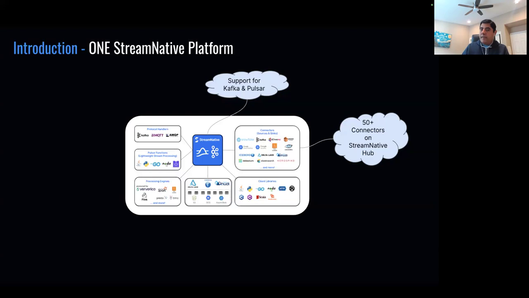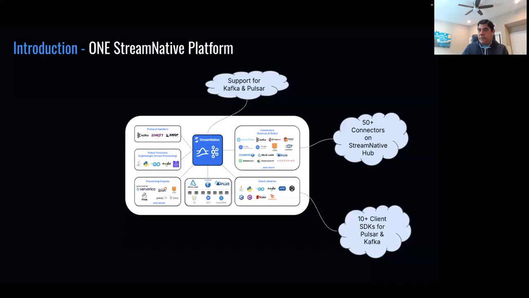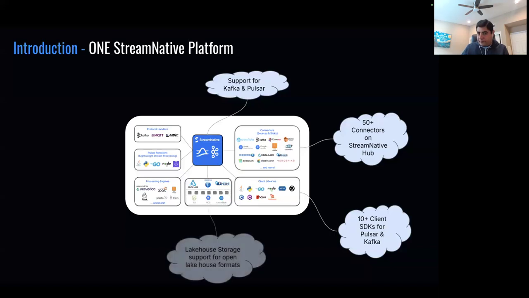Essentially, this would be a bigger portfolio of connectors now available for our customers to use to build connectivity with their systems. We also have various SDKs for both Pulsar and Kafka, which can be leveraged to write custom code, like for your producers and consumers, which can interact with the core Stream Native platform.